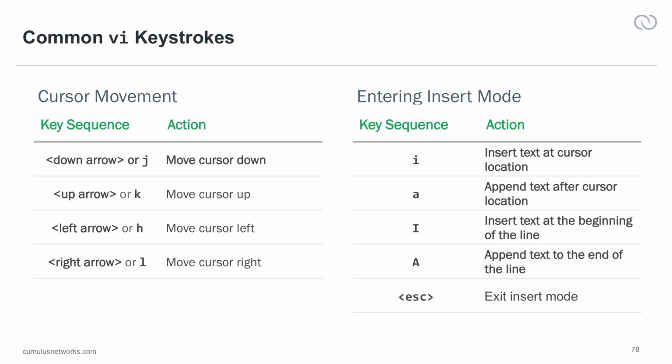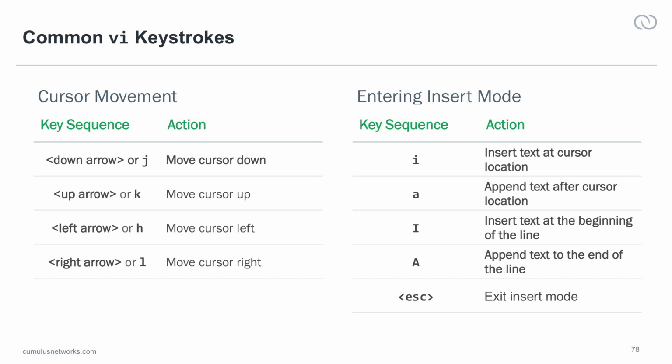Some of the common keystrokes are listed on this screen. Remember that originally VI was designed for keyboards that did not have arrow keys. So the J, K, H, and L keys were used instead to move the cursor around the screen. On modern keyboards, the arrow keys work, but by using J, K, H, and L, you are able to move the cursor around without taking your hands off the home row as if you were typing.